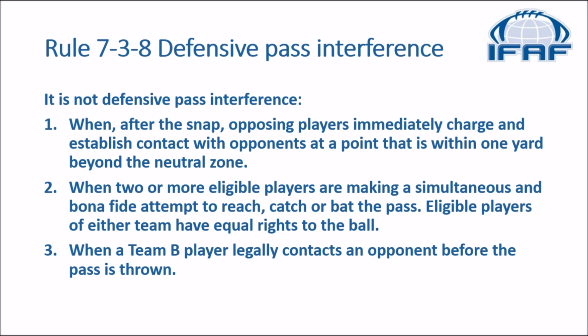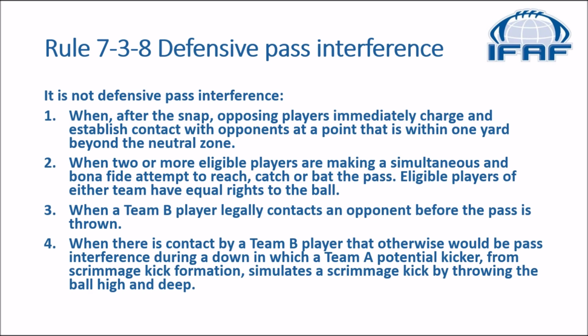3. When a Team B player legally contacts an opponent before the pass is thrown. And finally, 4. When there is contact by a Team B player that otherwise would be pass interference during a down in which a Team A potential kicker from scrimmage kick formation simulates a scrimmage kick by throwing the ball high and deep.